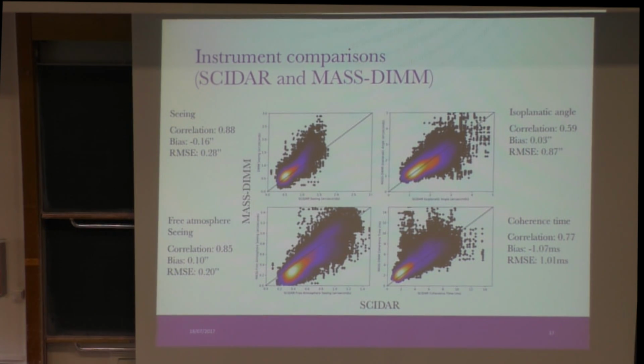And this has been seen before in other studies, so it looks now that actually there is some potential estimation coming from the mass. And this is an instrument that's been used in all major observatories around the world. And again, coherence time, there's a bit of a bias, but a good correlation.